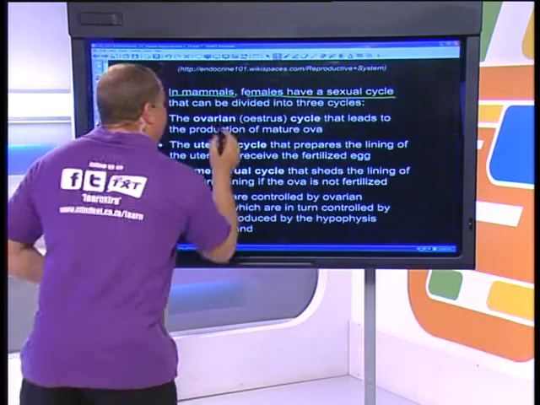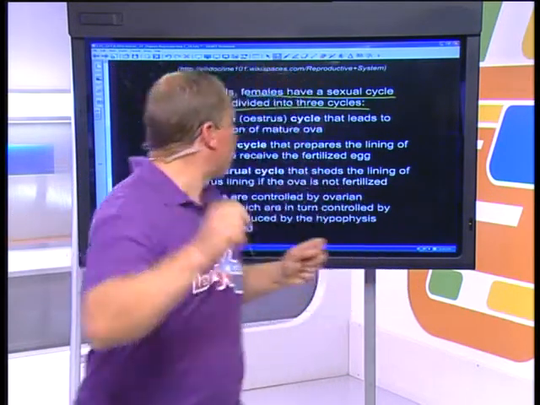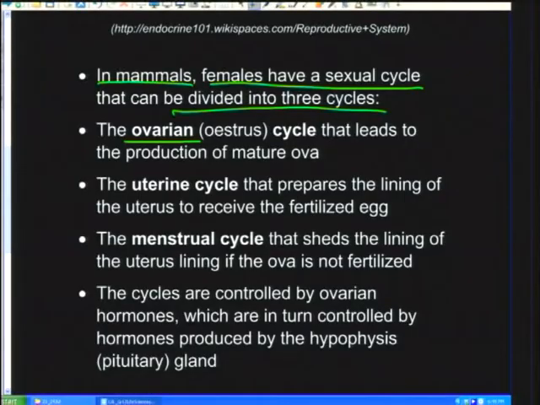And it can be divided into 3 cycles. Trust me. The first one, the ovarian cycle, or here it is, the estrous cycle. Very simple. It's the cycle that leads to the production of mature ova, which are your eggs. Nice and easy.